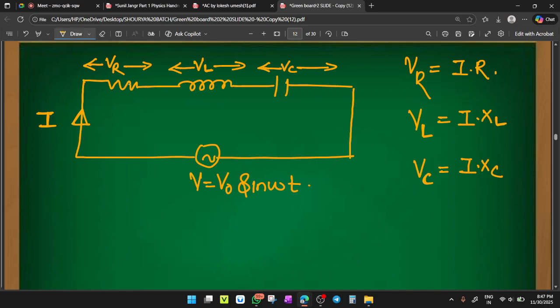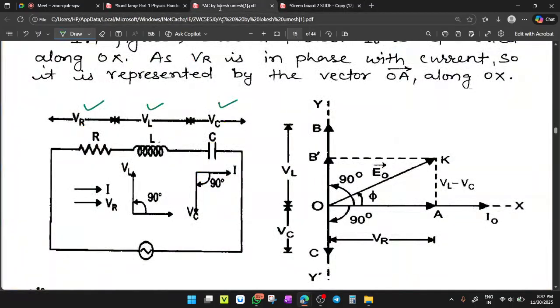Now you know, in a pure resistance, the voltage and current are in the same phase. In an inductor, the dropped voltage VL will be leading the flowing current, and the dropped voltage VC is lagging behind the current with an angle of 90 degrees. So here we have three situations. VC will lag, VR will be in the same phase. Clear? Now make the diagram related to this, the phasor diagram.